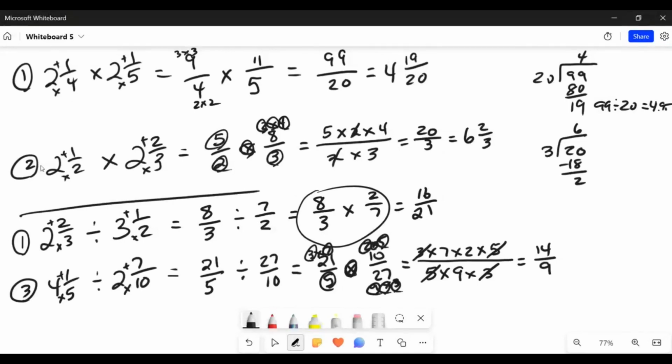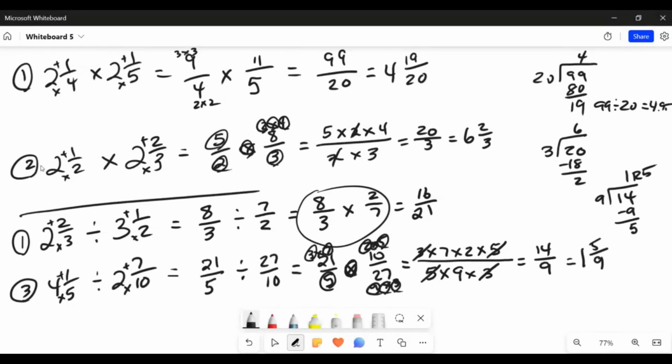I saved myself a lot of work, but 14 over 9 is an improper fraction. So we need to come over here and divide 9 into 14. 9 will go into 14 once. When you subtract 9 from 14, you get 5. So we have 1 with a remainder of 5 ninths. 1 and 5 ninths.